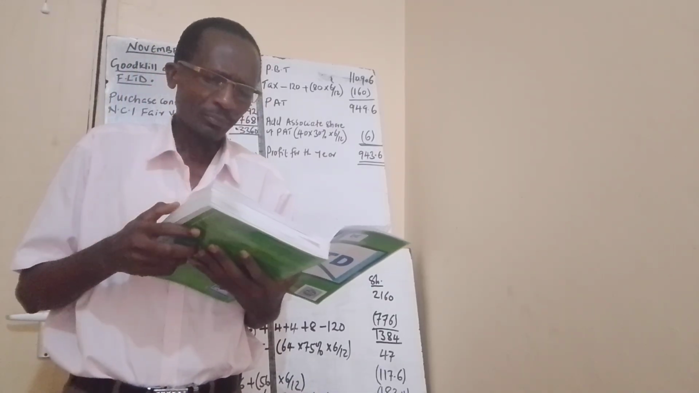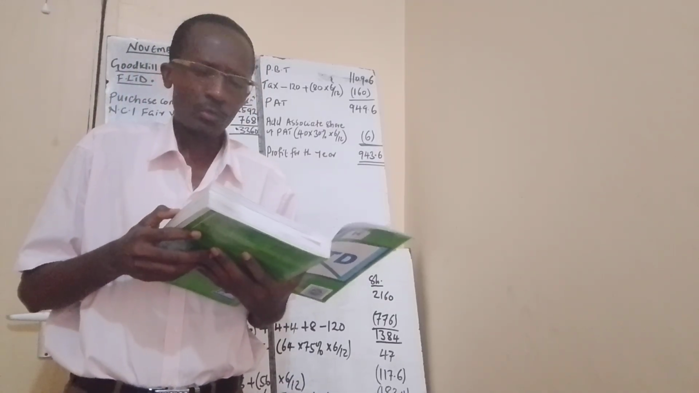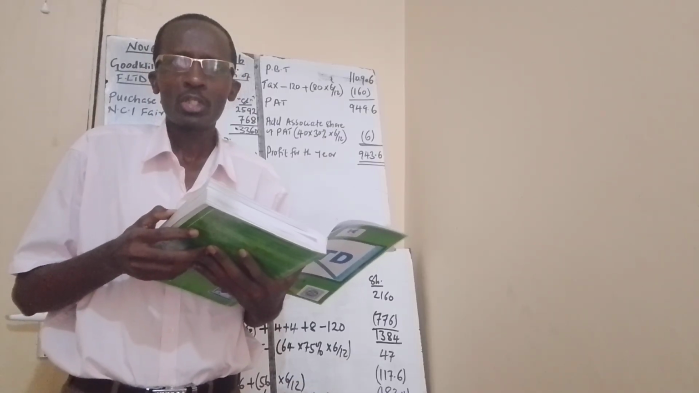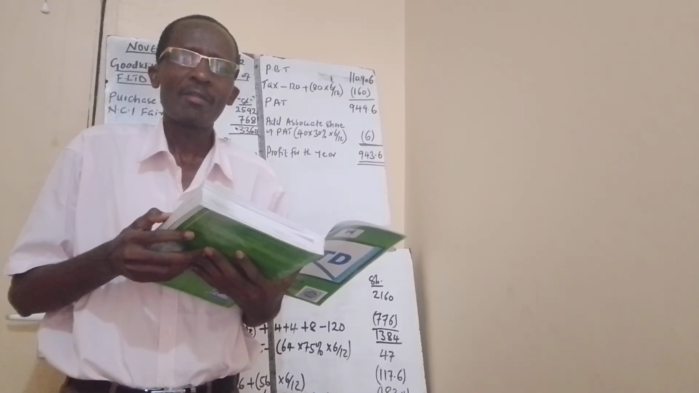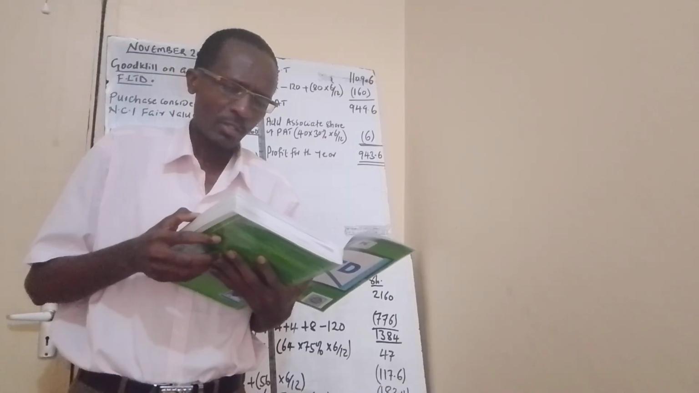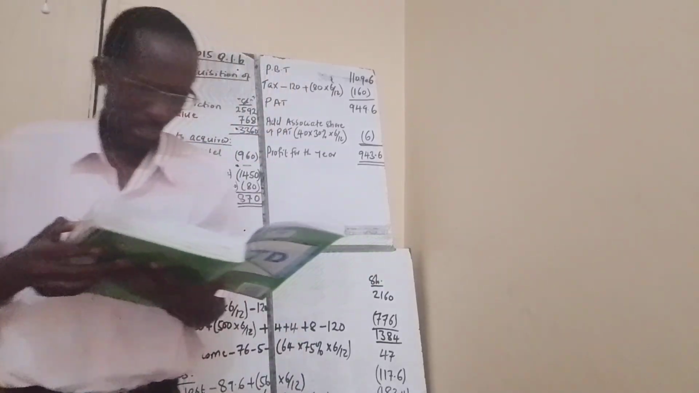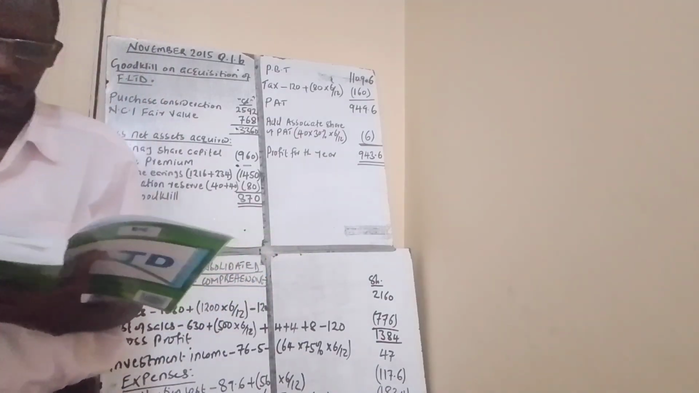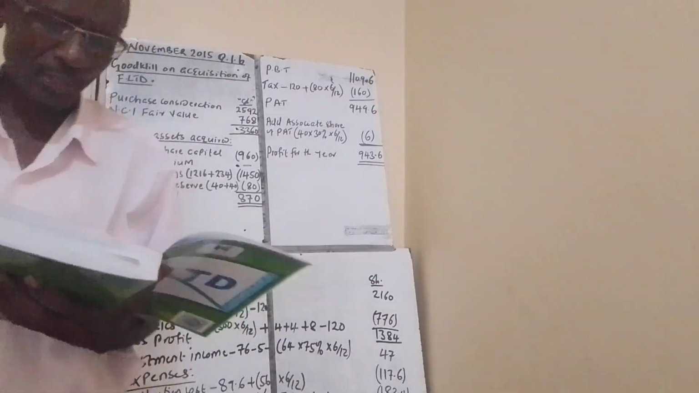F is a subsidiary because we have acquired 75%, and N is an associate because we have acquired 30%. Okay, the other part shows the statements of comprehensive income for the 3 years.